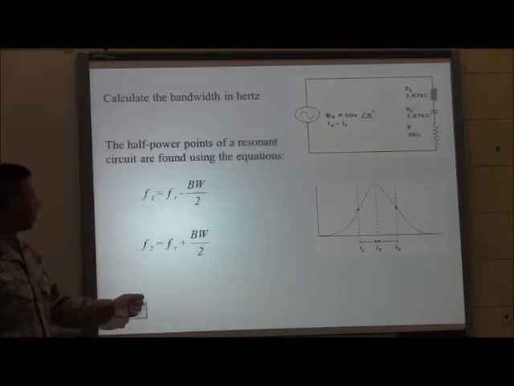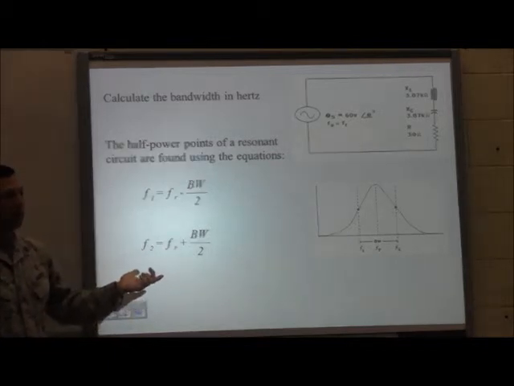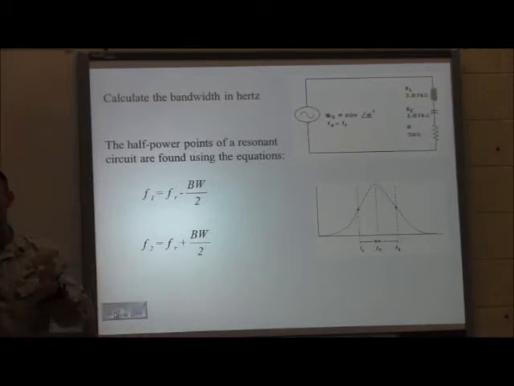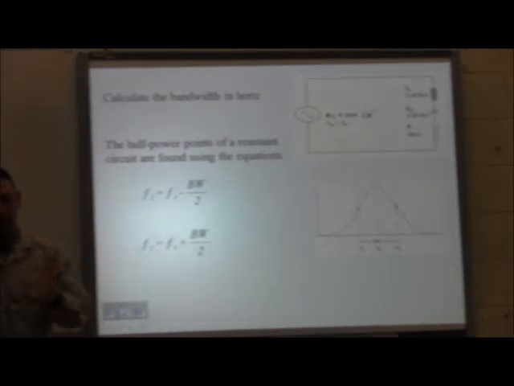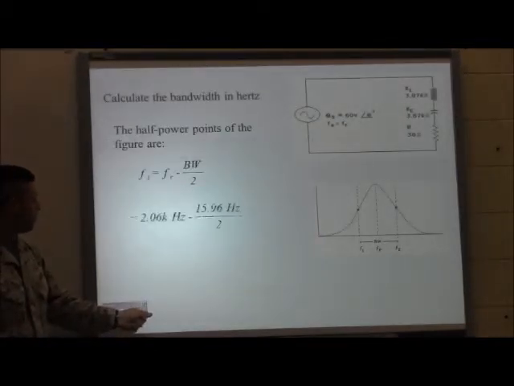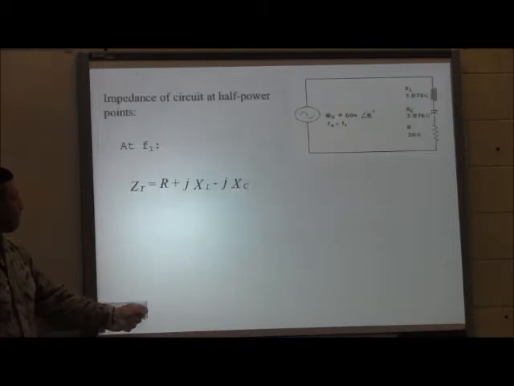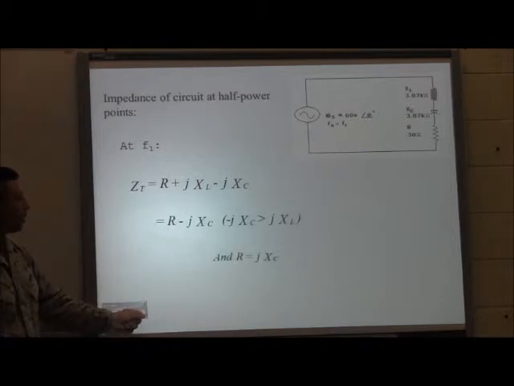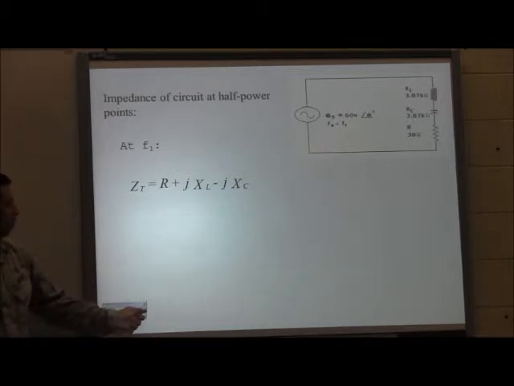For figuring out F1 and F2, if you have the bandwidth and the frequency of resonance, you can divide the bandwidth by 2 and add half of it to either side of the frequency of resonance. For F1, the circuit is acting capacitively, so R equals X sub C and the angle is going to be negative 45. At F2, it's acting inductively, so it's a positive 45.